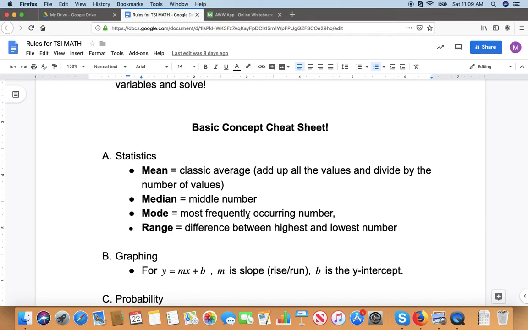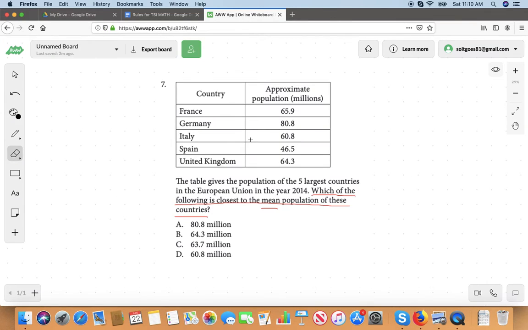Okay. So anyway, and then range is the difference between the highest number and the lowest number in a set of values, right? So just take the highest and subtract the lowest, and the difference between those is the range. Okay. Here again, all we need is mean. That's classic average. Add up all the values and divide by the number of values. Okay. So let's go back to the question.